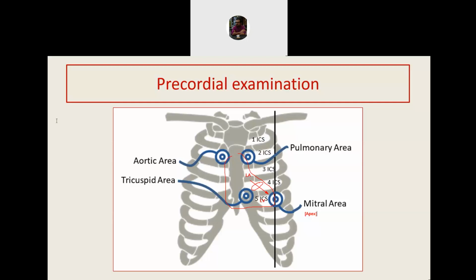Then comes the tricuspid area. The tricuspid valve is guarding the right atrium and the right ventricle, and the sound is best heard in this area with the valve located somewhere here. And because the sound is best audible in this area, the tricuspid area is said to be located at the lower left parasternal region.